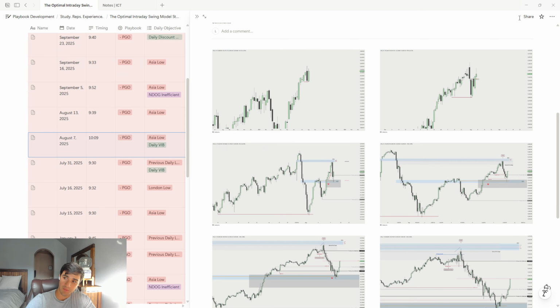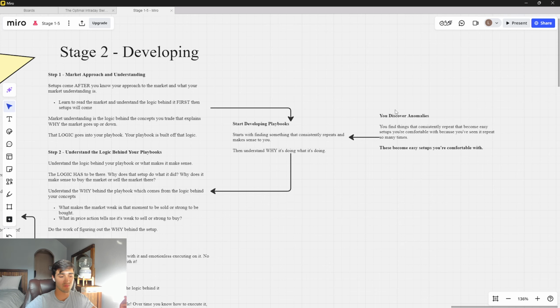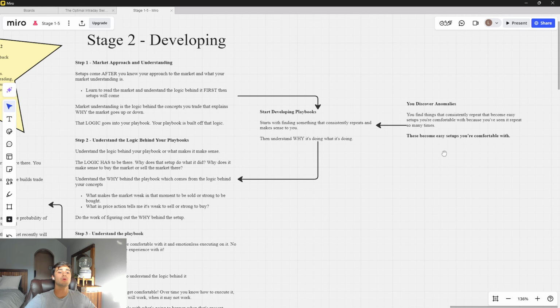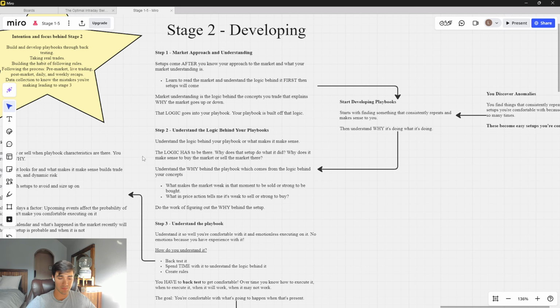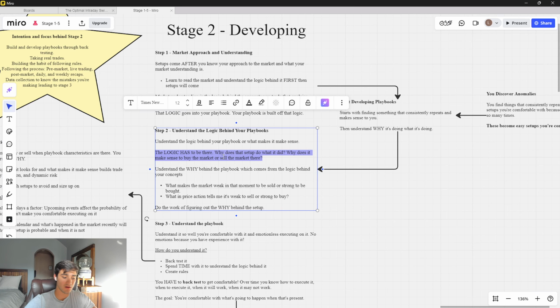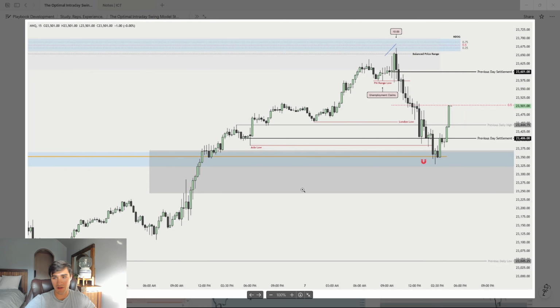It's simply the same move happening over and over and over again with the same narrative behind it and the same market criteria. So you start discovering your anomalies, you understand the logic behind your playbooks, and this is where you begin to build the framework behind it and the language as to why it makes sense. Why does that setup do what it did there? Why, in this case, does the market have a gap up opening and fill that gap? I have to understand, why does the market do that? And the why is going to come from the logic behind my playbook.